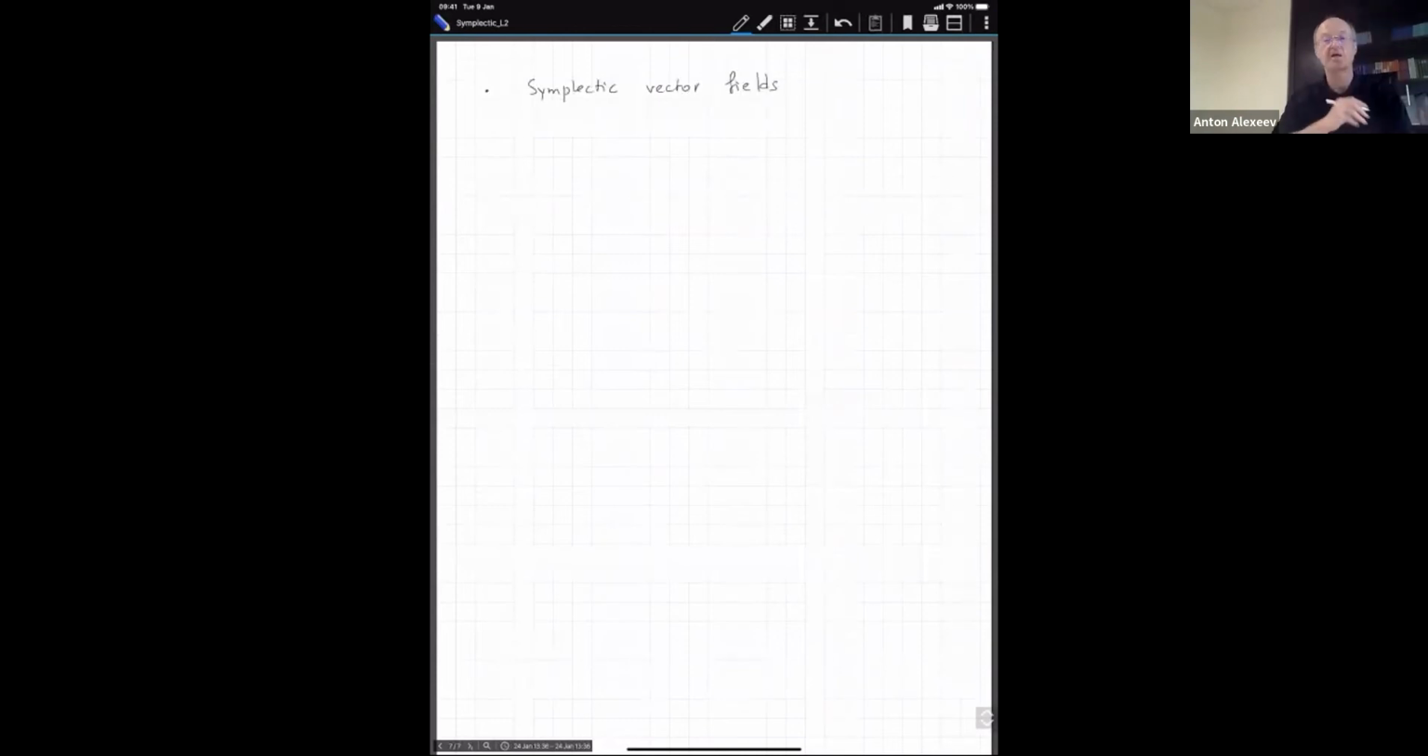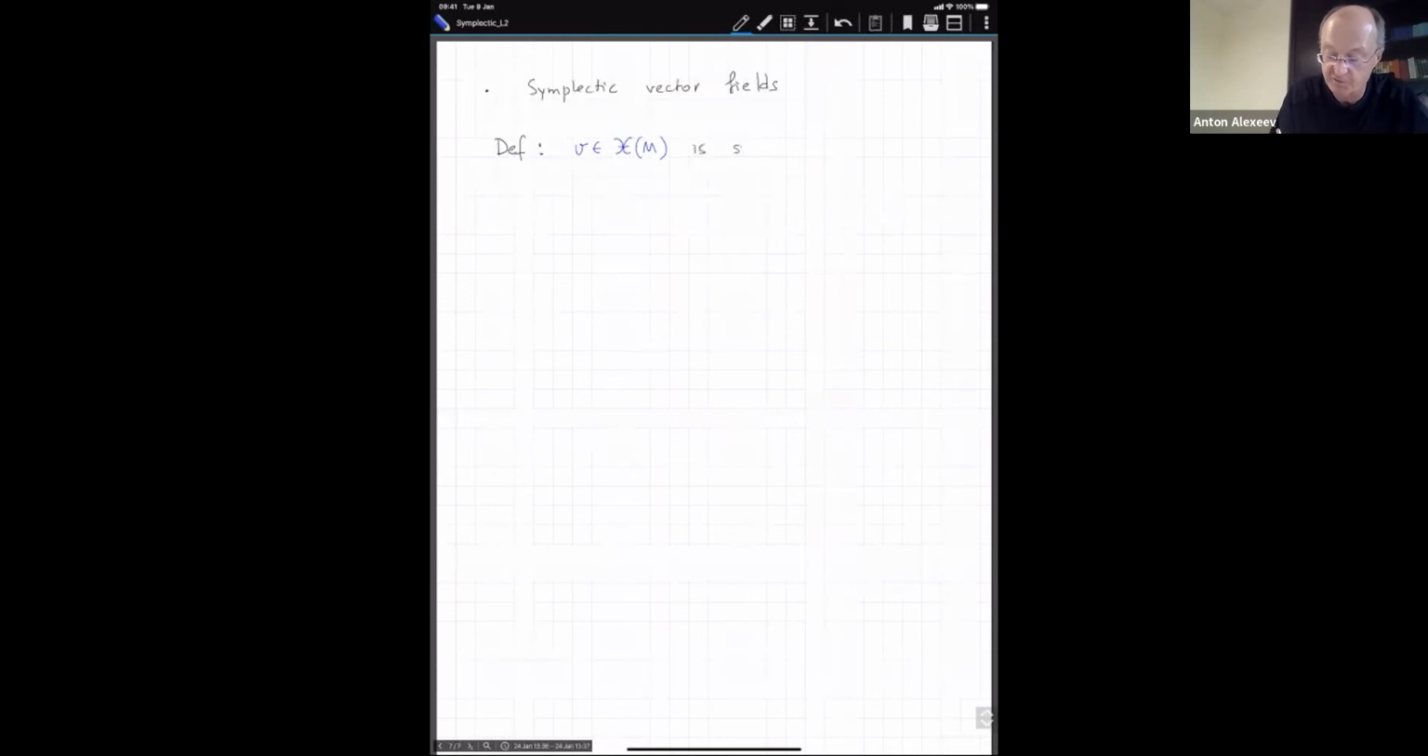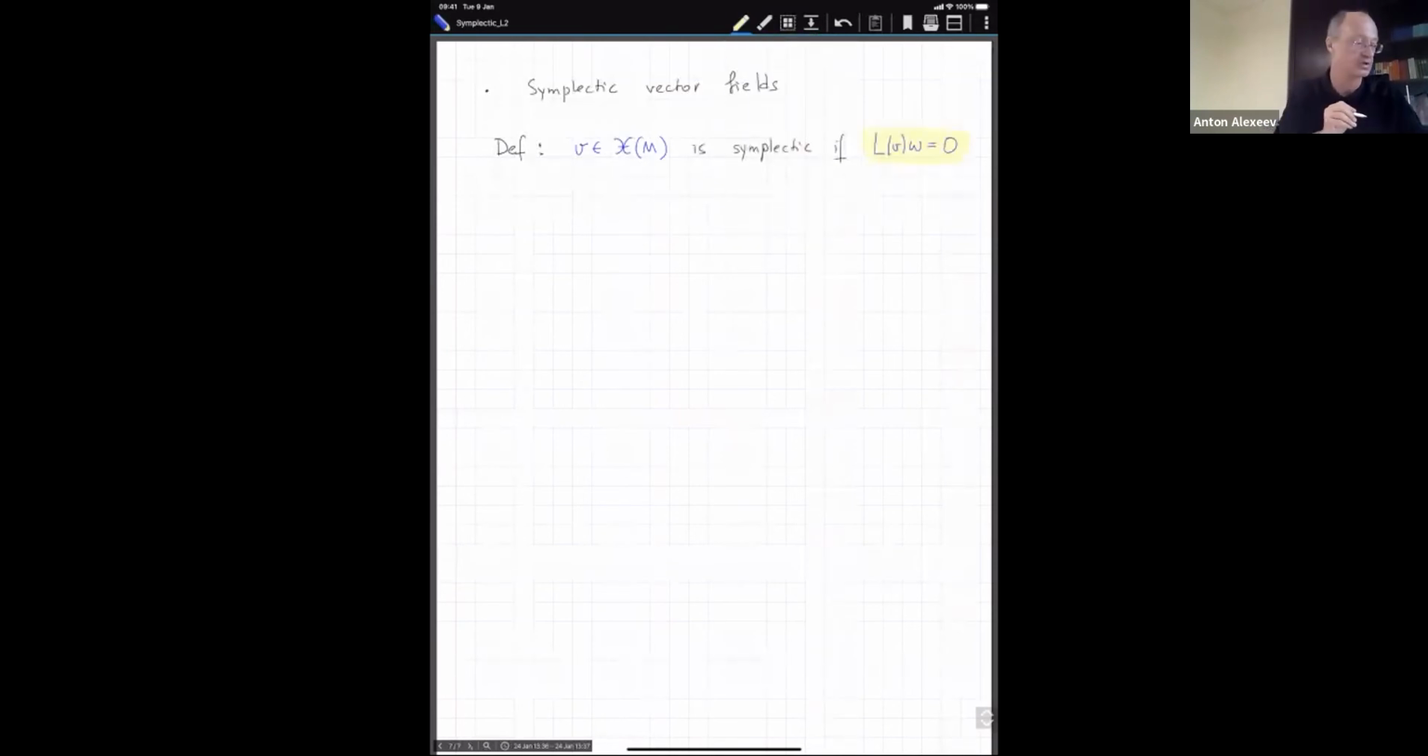Now assume that our manifold is symplectic. Then there will be various kinds of vector fields that we can define on it. We say that V is a symplectic vector field if the Lie derivative under V of omega is 0. Right? So that's a very simple condition.